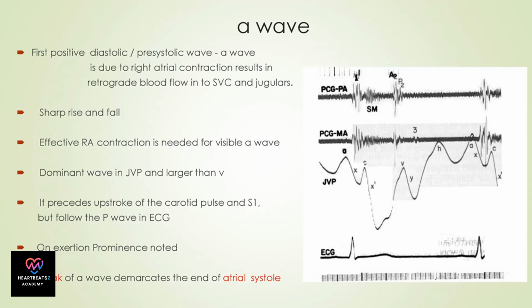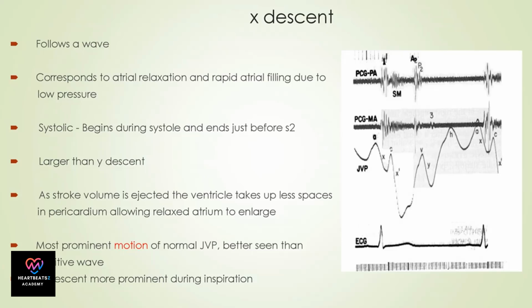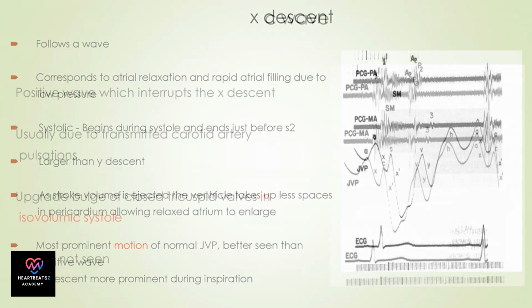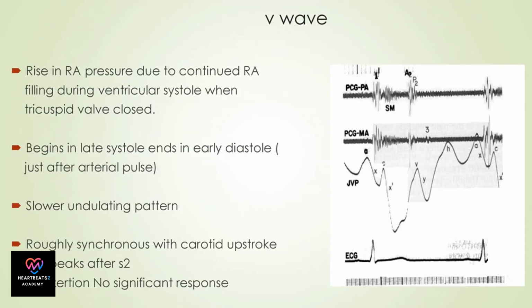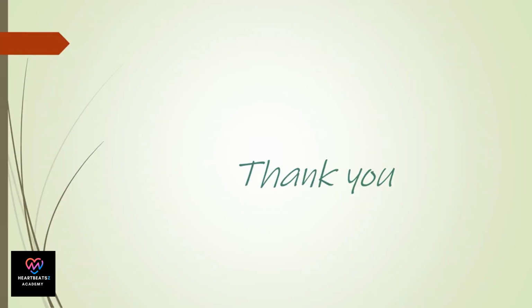The C wave and V wave in the JVP waveform are associated with isovolumic systole and ventricular filling, respectively, reflecting right heart dynamics. The Y descent in the JVP waveform represents diastolic collapse wave and tricuspid valve opening, crucial for understanding right atrial emptying.